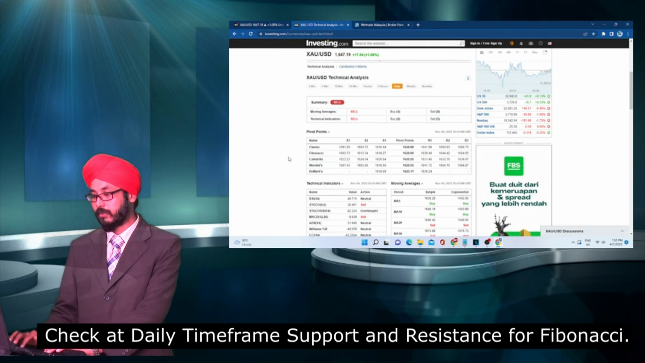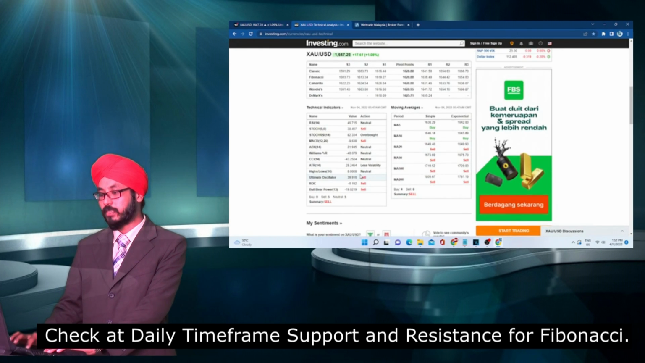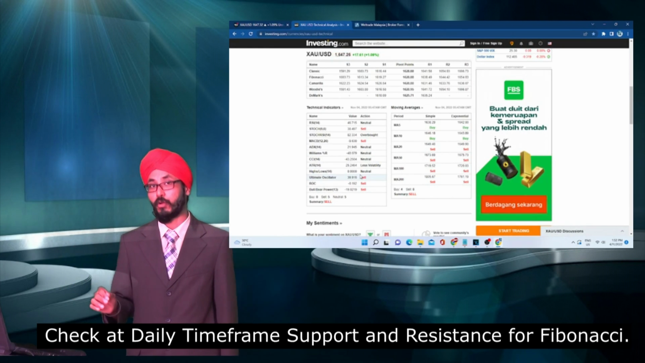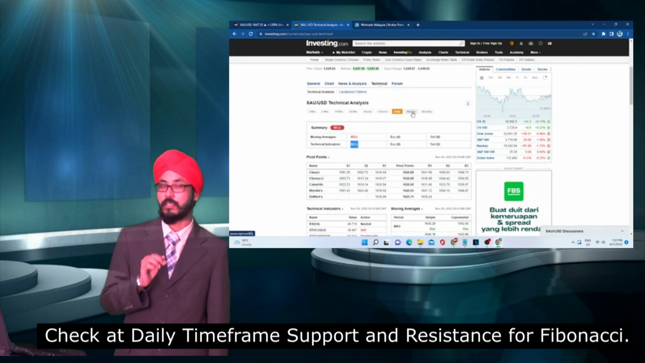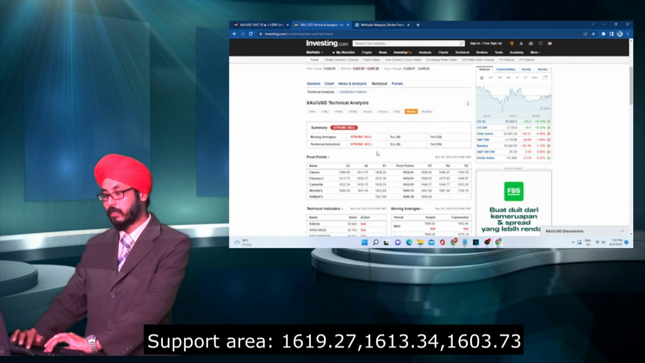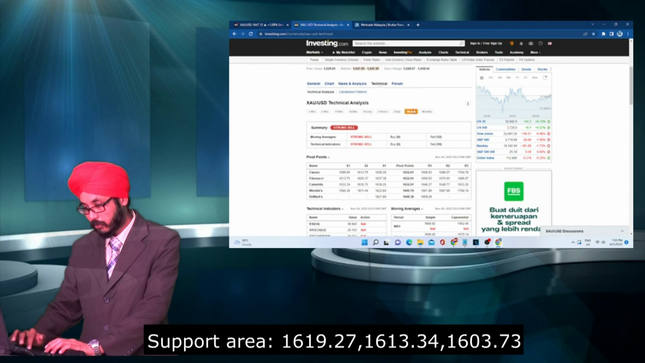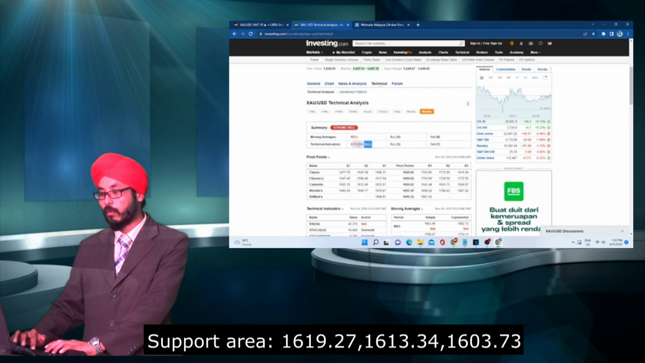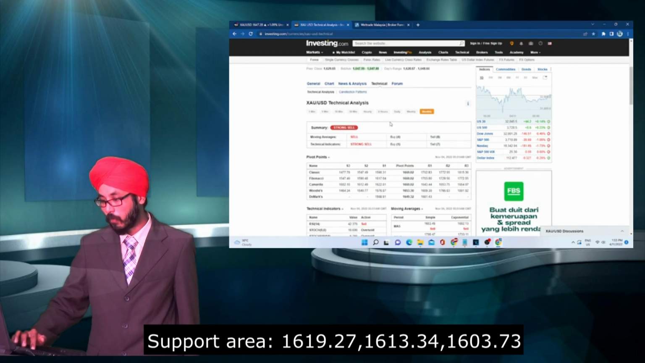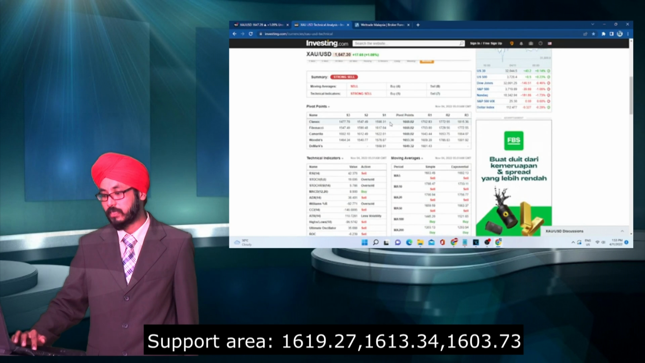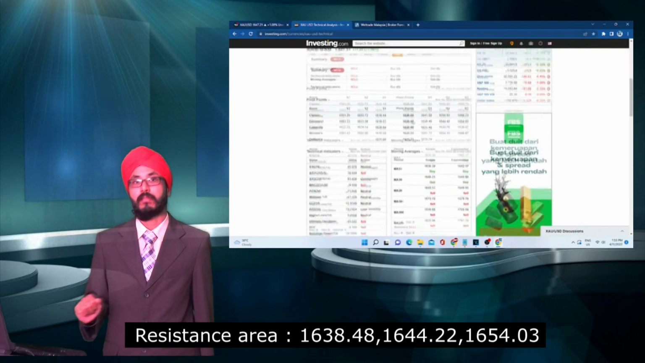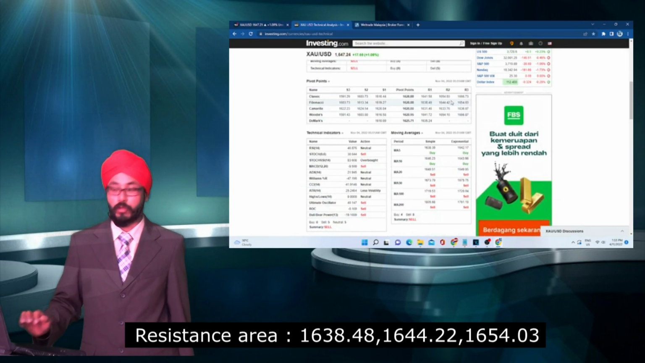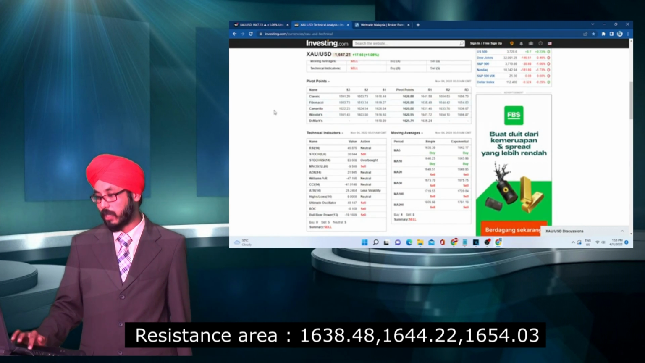Most importantly, always check your daily. At the daily, we have to look at our support and resistance points at Fibonacci. For our support 1 is 1619.27. For our support 2, we have 1613.34. For our support 3, we have 1603.73.